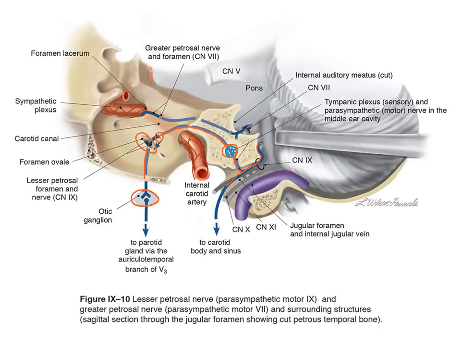Once the lesser petrosal nerve exits here at the foramen ovale, it very quickly synapses within the otic ganglion. So up to this point, all these nerves have carried preganglionic parasympathetic fibers. Now here within the otic ganglion, which is immediately adjacent to V3, the mandibular nerve, the synapse occurs, and from the otic ganglion, the postganglionic parasympathetic fibers are conveyed through the auriculotemporal nerve back to the parotid gland.